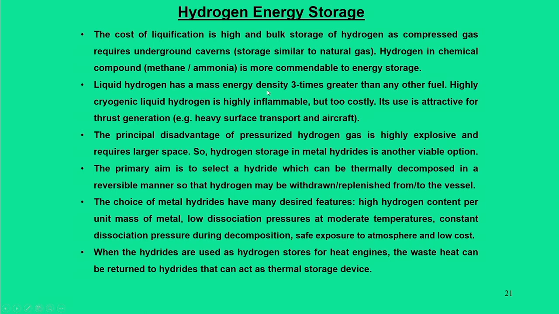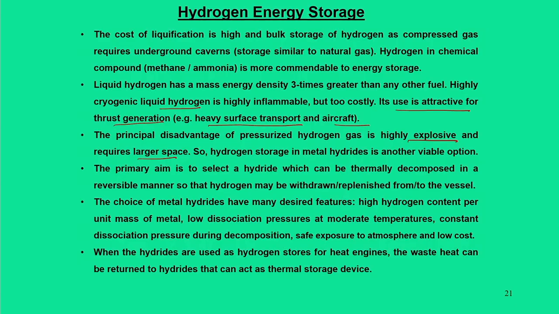Liquid hydrogen has a mass energy density 3 times higher than any other fuel, but it requires cryogenic temperatures and is highly flammable. Storing it is a very costly affair. However, storing liquid hydrogen is very attractive for thrust generation in heavy surface transports and aircraft; mainly rocket engines use liquid hydrogen as a fuel. The principal disadvantage of high pressure hydrogen storage systems is that they are highly explosive and require large storage space. So, every storing method has its own advantage and disadvantage, but another choice that people think of is the concept of metal hydrides as another alternative or viable option.